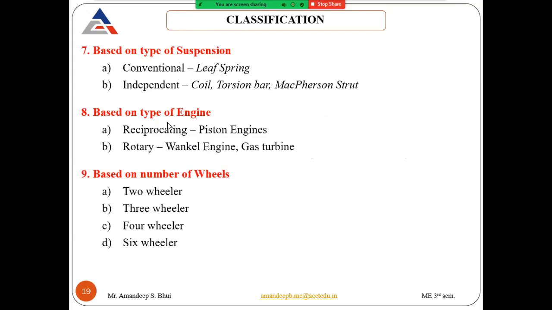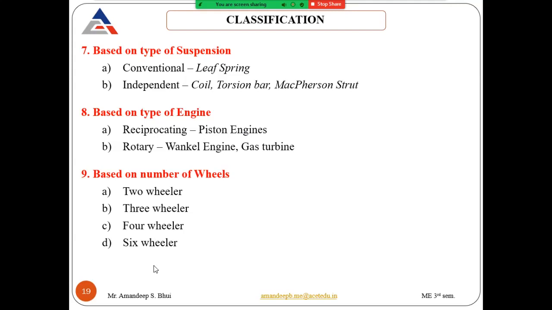Now, based upon the type of engine used, we can subdivide the automobiles into reciprocating type or piston cylinder type of engines, or it is called the reciprocating piston engines. Other type can be the rotary engines. The type may be the Wankel engine. It is a type of a rotary engine, and the other type can be your gas turbine. So these are the two classifications based upon the type of engine.